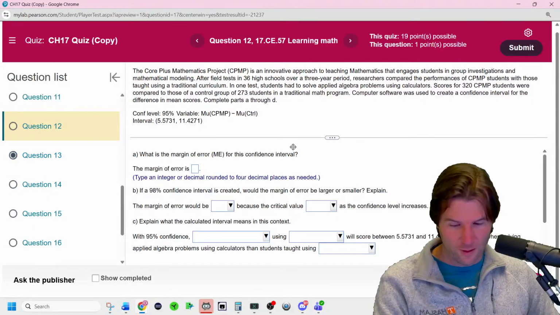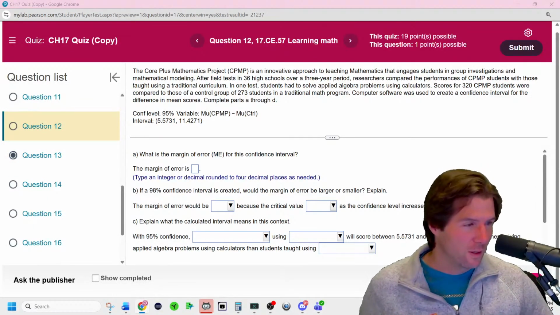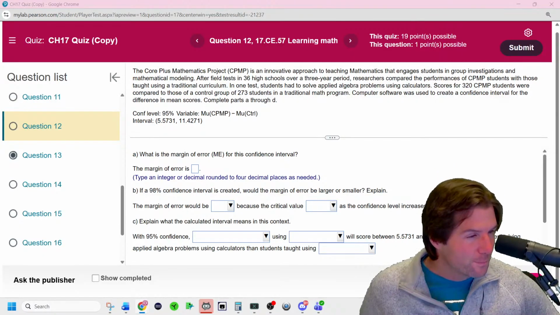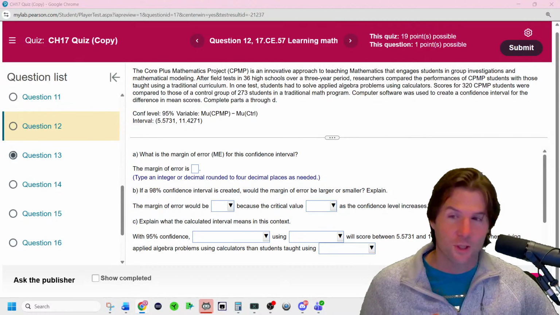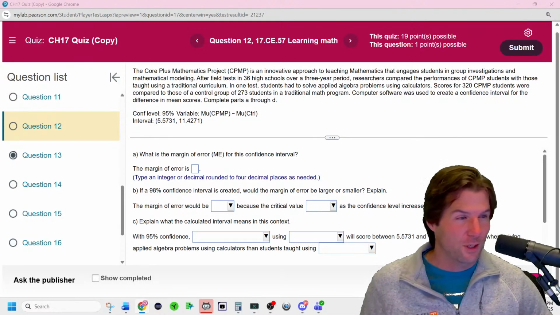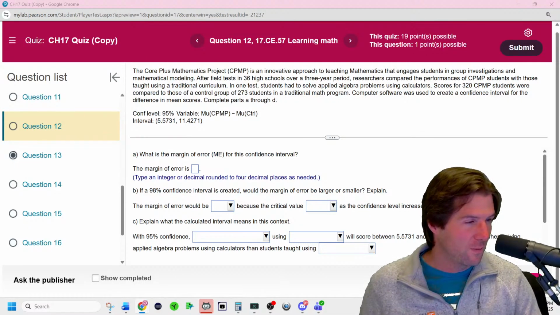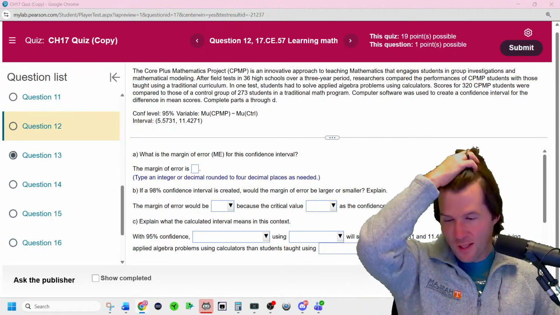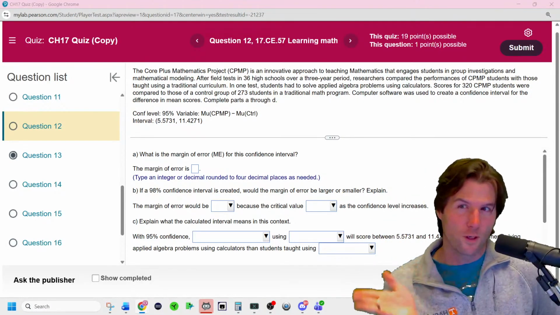Let's do another. Here it is. I think we're good. Ooh, we got this one. So this is the test one. And it looks like this is the one you have, right, Peyton? This is the Core Plus Mathematics confidence interval version. So confidence interval. Okay. So if you notice, they give you an interval here, and the first thing they ask you is, what is the margin of error?